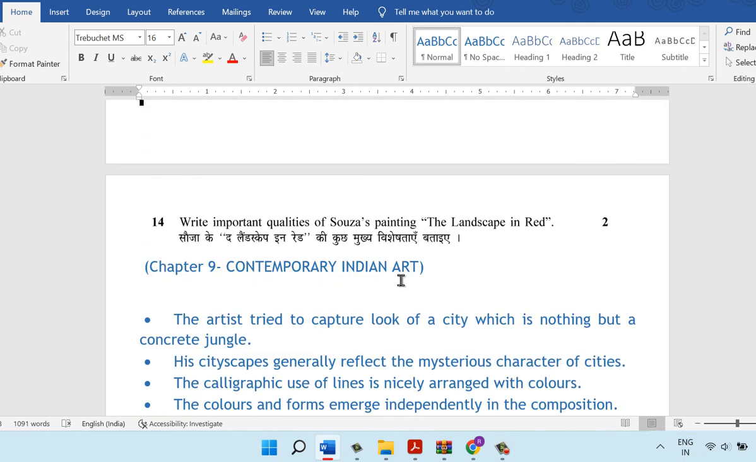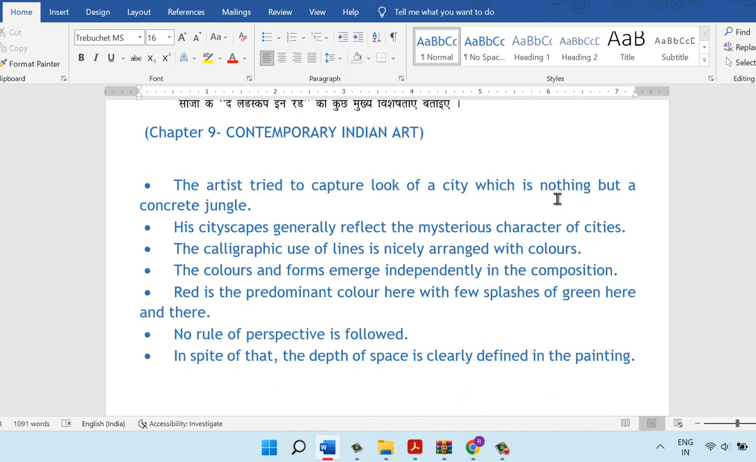The next question, again from the chapter Contemporary Indian Art. Write the important qualities of Souza's painting, The Landscape in Red. The artist has tried to capture the look of the city, which is nothing but a concrete jungle. His cityscapes generally reflect the mysterious character of cities. The calligraphic use of lines is nicely arranged with colors. The colors and forms emerge independently in this composition.